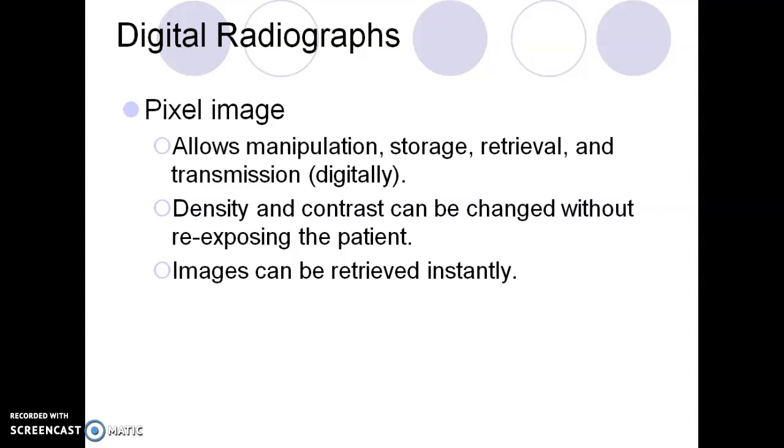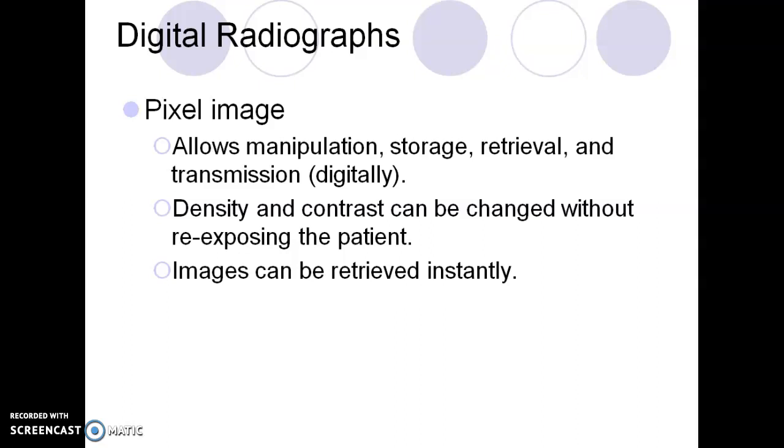You're able to manipulate that image, meaning that if you take it and it's too dark, so your density is too much, you can adjust that density. You can adjust the contrast. You can make a lot of adjustments to the image that normally would have had to have been retaken. So you don't have to take as many retakes as you would have with film.